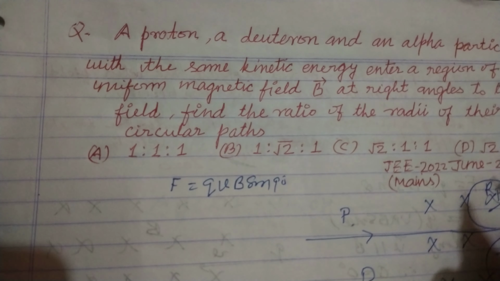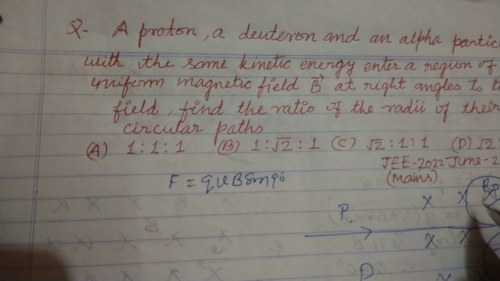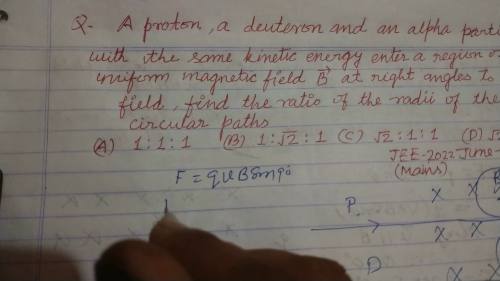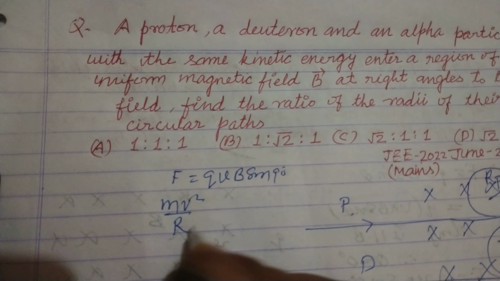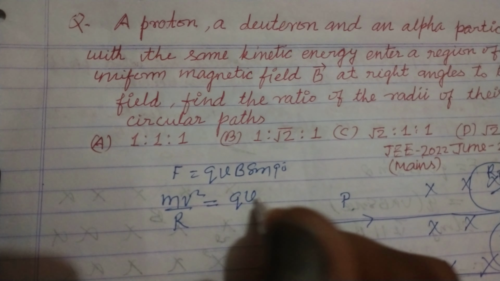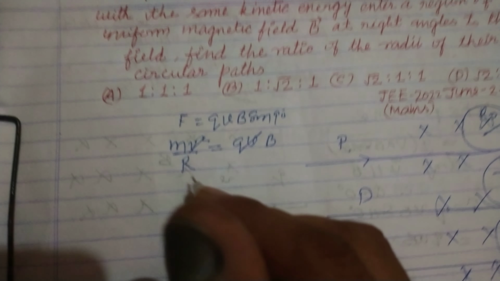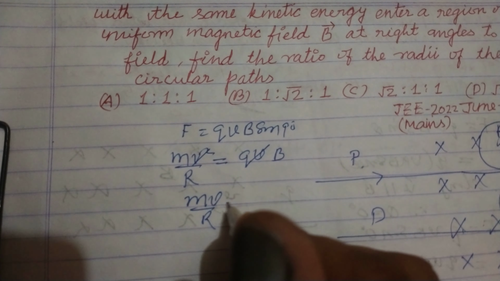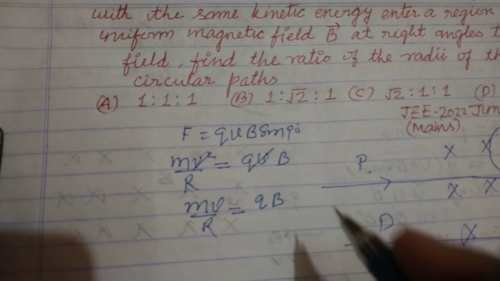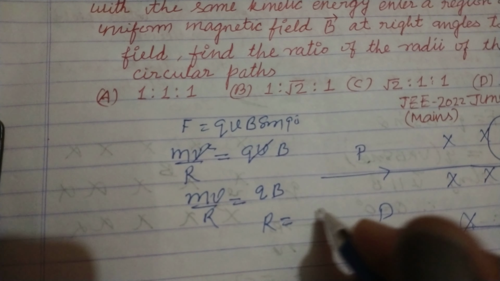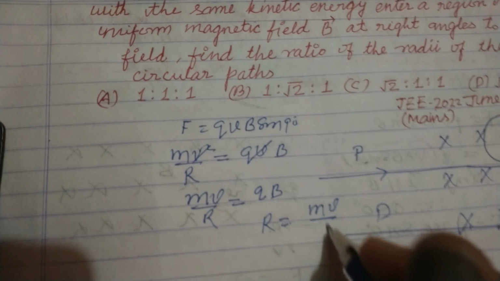This force is also provided on the circular path by the centripetal force, which is mv square over r equal to qvB. Okay, so mv over r equals qB, and r equals mv over qB. And you know about kinetic energy, that kinetic energy K equals half mv square. From here we can get v equals under root 2K upon m.